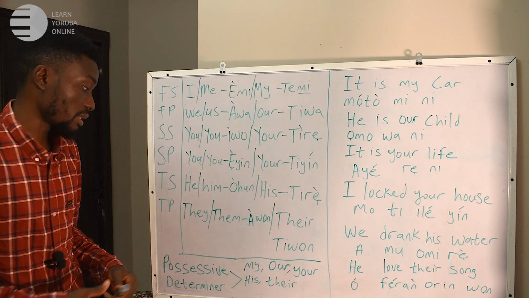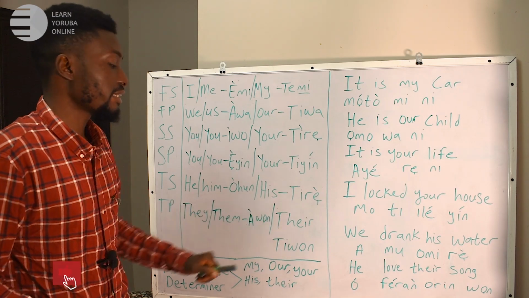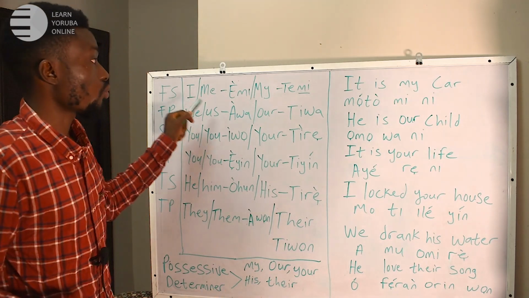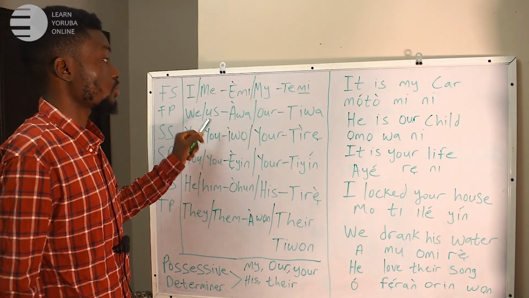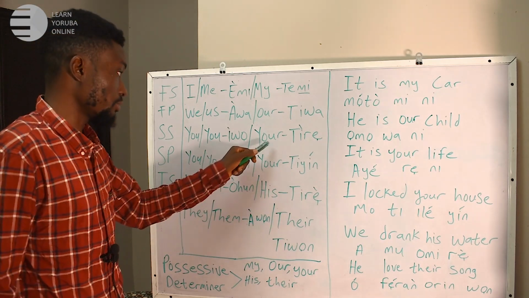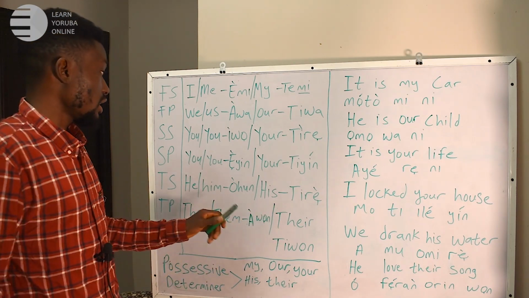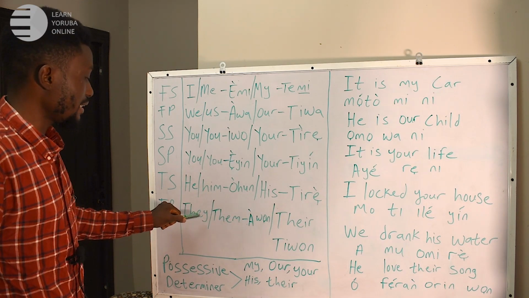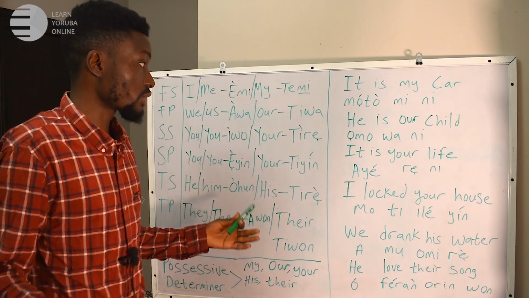To talk about the possessive determiner, which is my, our, your, his, their. So that's what we want to talk about today. My: when you want to use I to show possession, it becomes my. When you want to use we or us to show possession, it becomes our. When you want to use you to show possession, it becomes your. When you want to use you to show possession for more than one person, it becomes your. When you want to use he to show possession, it becomes his. When you want to use they to show possession, it becomes their. And that's what we'll discuss in this video.